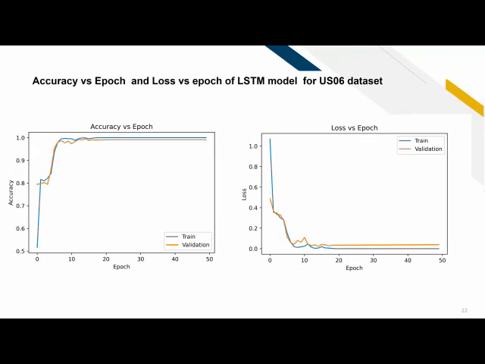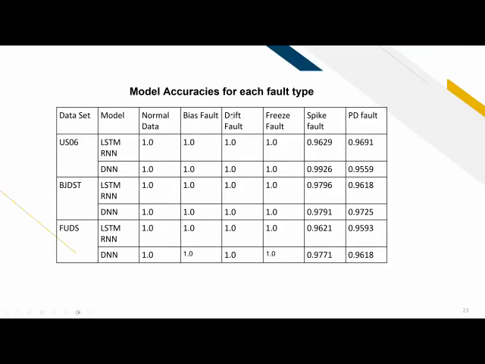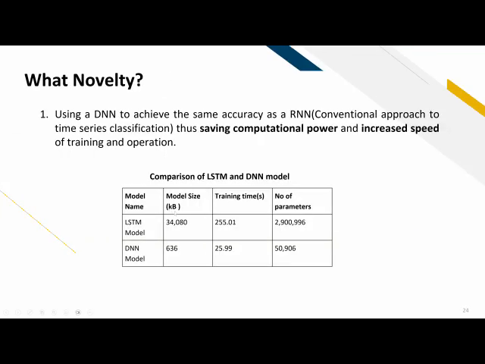I want to show the table that we have put together. You can see the different types of RNN models were analyzed with different data sets. This is the accuracy, where one means 100%. So these faults were detected 100% accurately. The spike fault and the PD fault had a little less accuracy due to the nature of the fault, but most of the time it was identified 100%. Based on the accuracy and everything, we selected the LSTM model. When it comes to detection and forecasting, the LSTM model is better. So that's the one we have implemented.